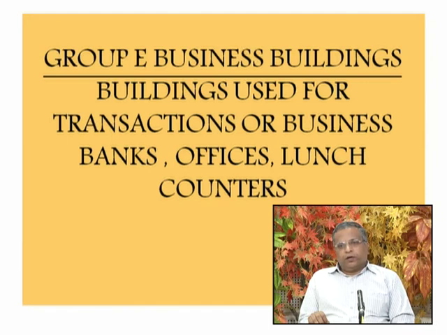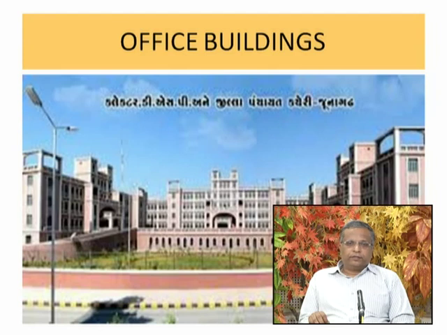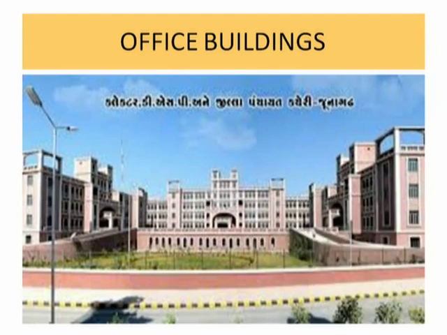Many different public offices, so it may be an insurance office, or it may be a bank office, it may be a government office, or it may be an office of a private company. All these offices come under the category of a business building. This is one picture of a government office. This building is constructed for the collector office at Junagadh. That is an example of an office building where the office work is carried out.